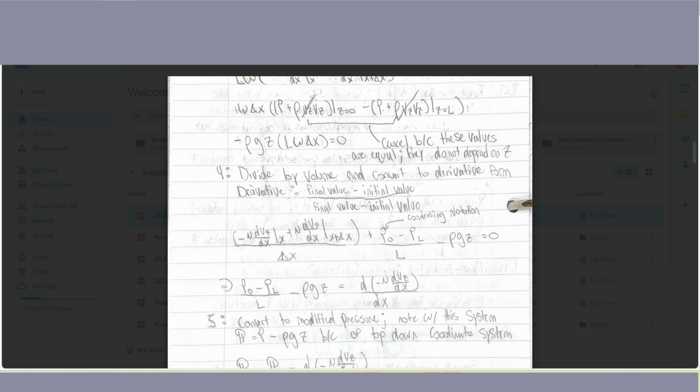Like this form just represents delta x. It's not x plus delta x minus x. You're just working to get this form to be this.